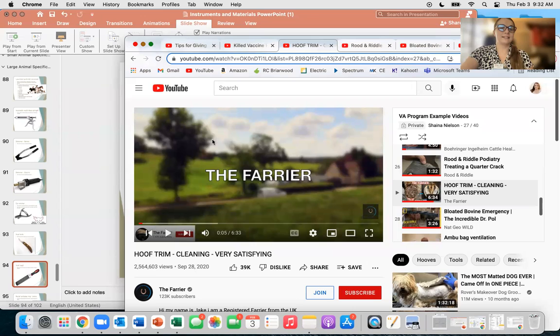This farrier is going to see this dirty hoof, and you're just going to see how he's going to start cleaning it out, making it look a lot better. I'm not going to have you guys watch the full thing, but I just want you to get the gist of what it's going to look like from the farrier's eyes.